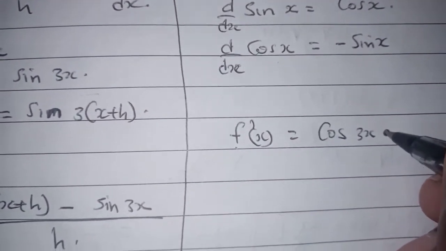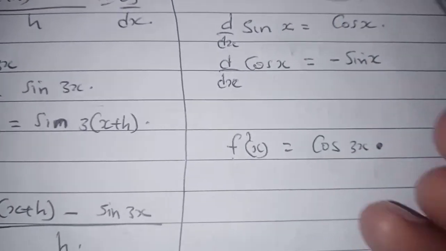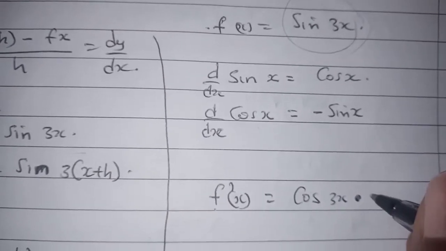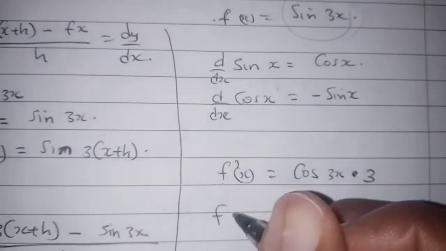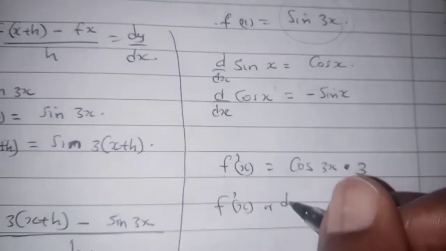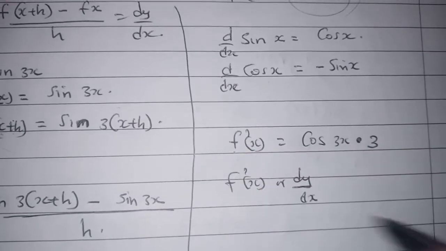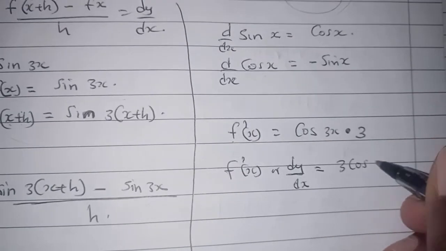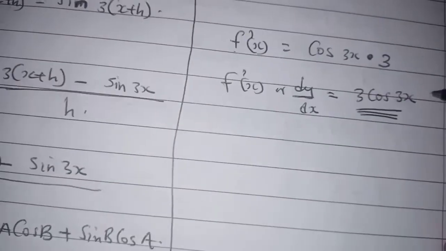Now, we multiply. Chain rule says that you have to take the derivative of the larger function and multiply by the derivative of the smaller function, which is 3x. Now, what is the derivative of 3x? The derivative of 3x is 3. Therefore, the first derivative, dy over dx, is given by 3 cosine of 3x, which we have proved to be correct. So, this is correct.